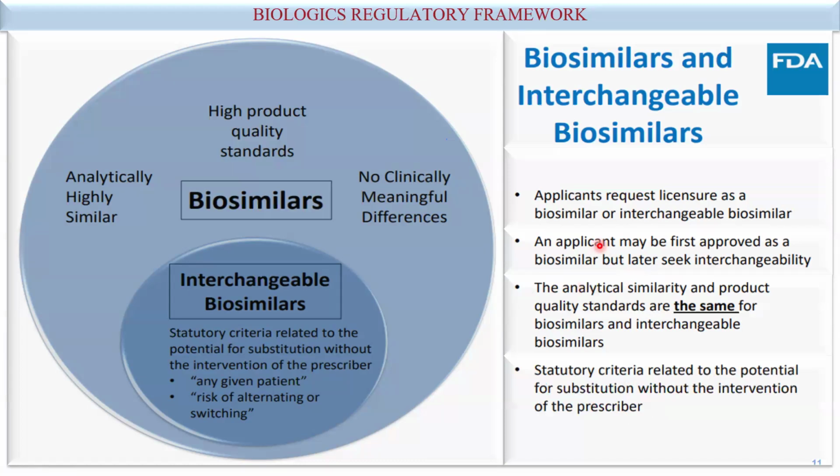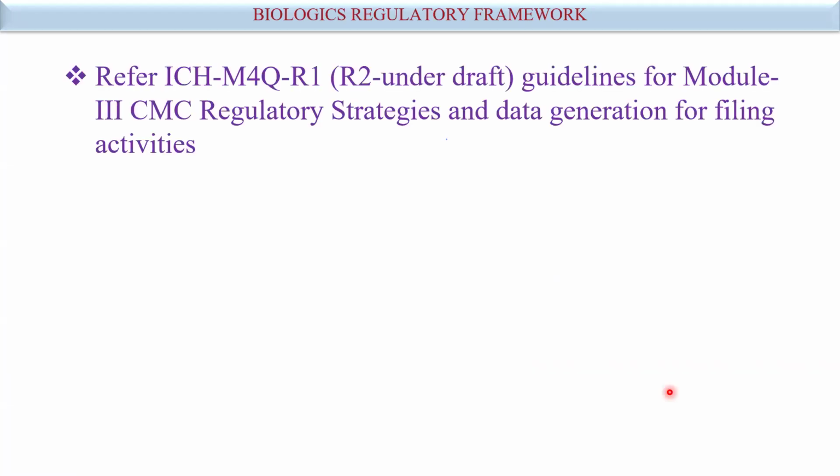So we can use a reference product or an interchangeable biosimilar, like the way we get approvals and usage of medicinal products in the US. To develop these products, we have to use the reference guideline ICH M4Q to develop the dossier. When you are looking to develop the dossier, we should know what the requirement is.